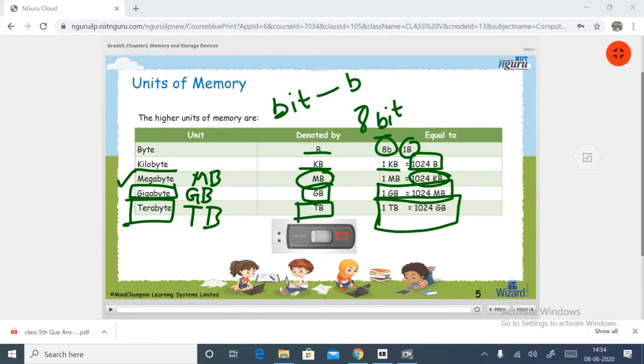So students, be careful when you learn this. You have to read it thoroughly and learn it thoroughly because this table and the units of memory are very important. There are a total of 5 units of memory: byte, kilobyte, megabyte, gigabyte, and terabyte.